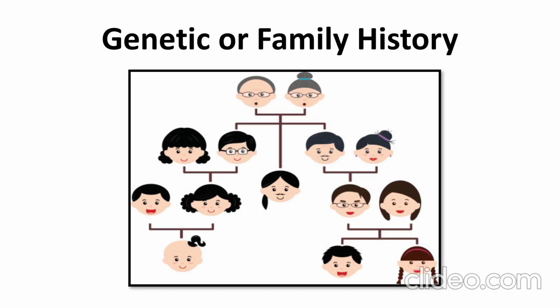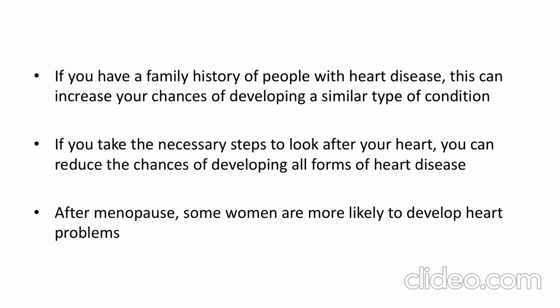Genetic or family history. If you have a family history of people with heart disease, this can increase your chances of developing a similar type of condition. But it does not mean that you are destined to develop a heart condition. It only means you're more likely to have this condition. If you take the necessary steps to look after your heart, you can reduce the chances of developing all forms of heart disease.